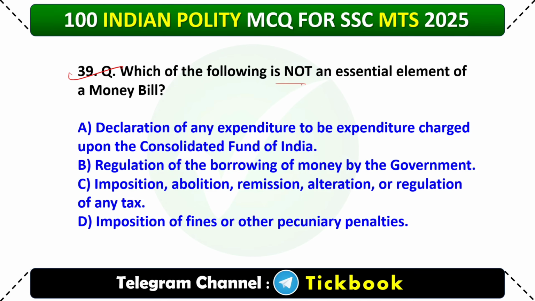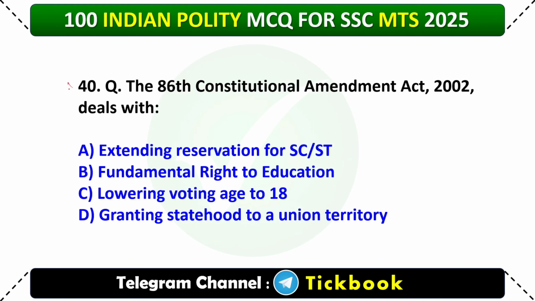39. Which of the following is not an essential element of the money bill? Option number D, imposition of fines or other pecuniary penalties. 40. The 86th Constitutional Amendment Act 2002 deals with option number B, fundamental right to education.